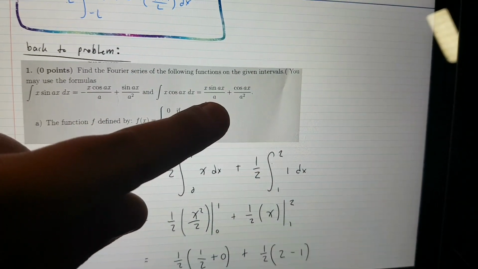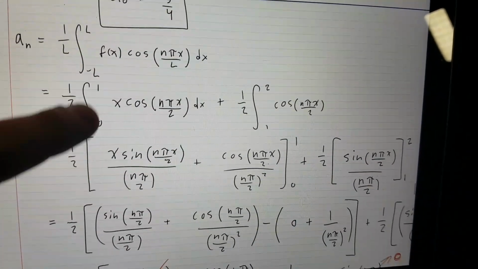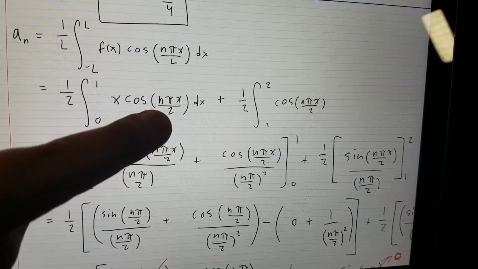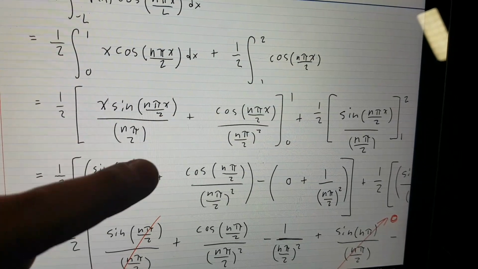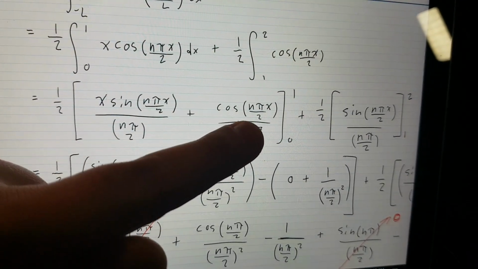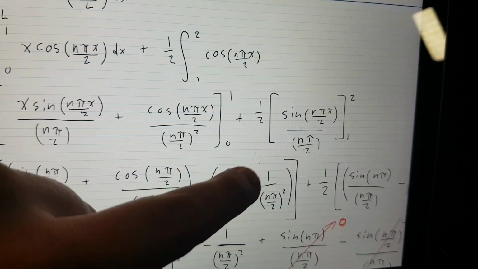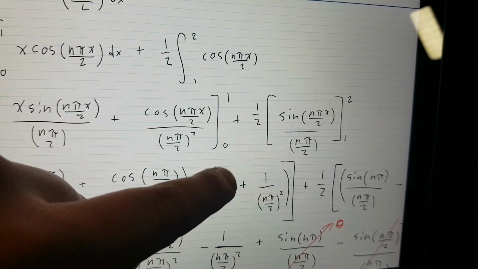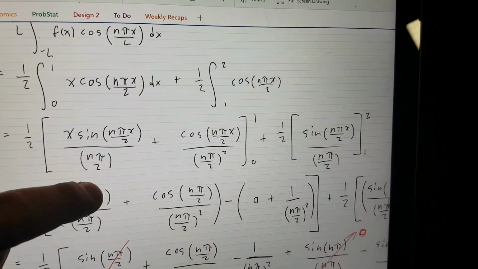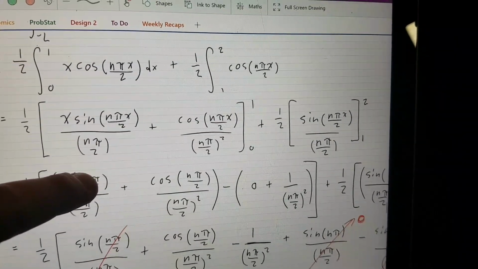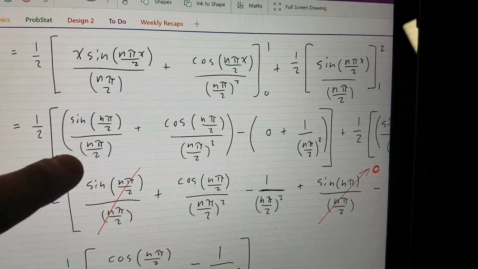It's x sine ax over a plus cosine ax over a squared, where a is n pi over 2, right? So it's x sine of ax over a plus cosine of ax over a squared. That's this one. And then this one here is just the regular integral, so you get sine there. Sine over a. All right, cool, so just evaluate this now.